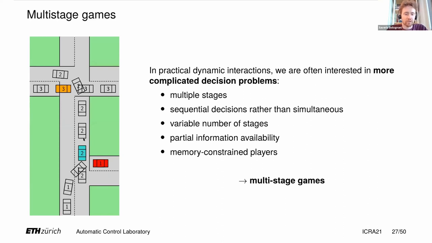While driving, vehicles observe what the others are doing. The decisions are sequential: you observe what the other one is doing, and then based on that, you decide what to do. Even the number of stages may be longer or shorter, like how long does the game last? It depends on how much you interact with others. Plus other things that we're not going to cover too much today, to be honest, like partial information availability or memory-constrained players. Like, you're an autonomous vehicle, you surely remember what you've just done in your maneuver, but you might not keep track of all the maneuvers you've been doing in the last 10 days. So these kinds of games are what are called multi-stage games instead of single-stage games.